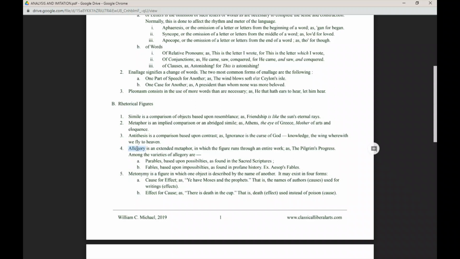Next, allegory. Allegory is an extended metaphor. So it takes the basic idea of a metaphor and extends it into a much more detailed comparison.